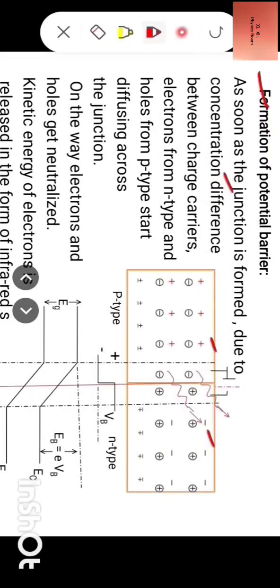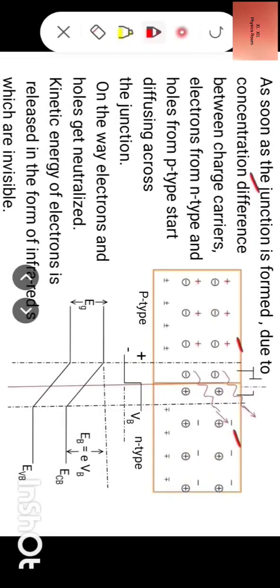Holes are in majority in p-type and holes are in minority in n-type. So, there is a concentration difference. So, holes will move from higher concentration to lower concentration. Similarly, electrons are in majority in n-type and electrons are in minority in p-type. So there is a concentration difference. So electrons will start moving from n-type to p-type. So this is how, due to concentration difference, electrons and holes start diffusing across the junction.